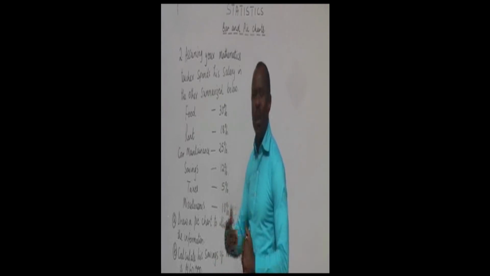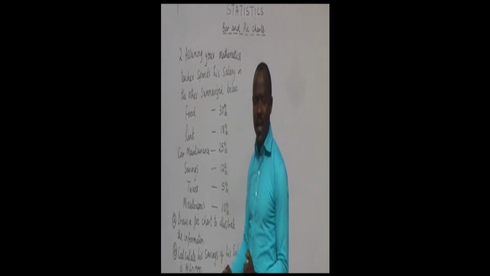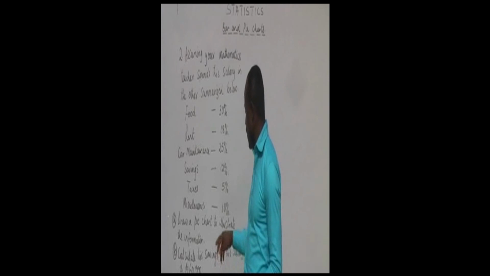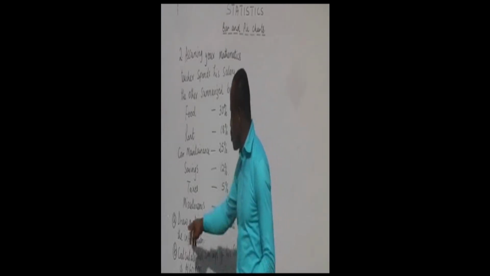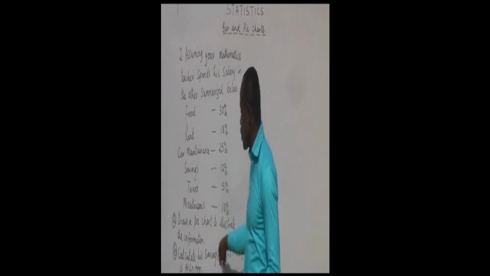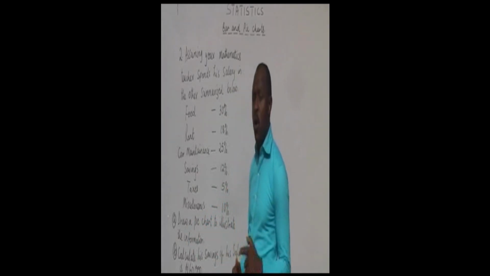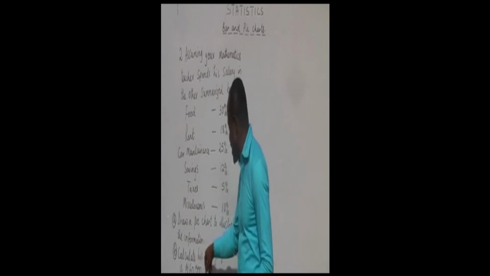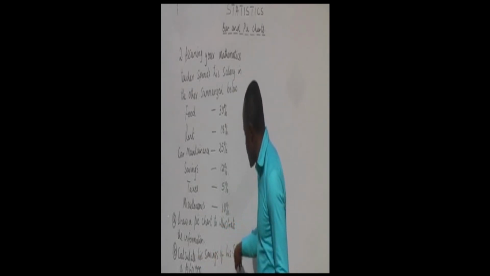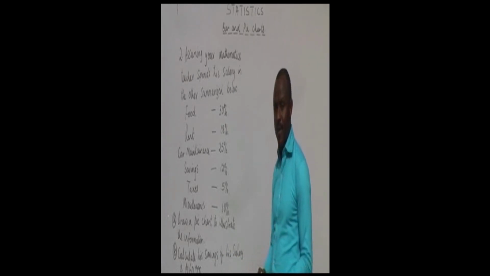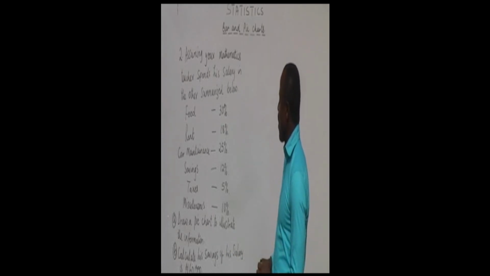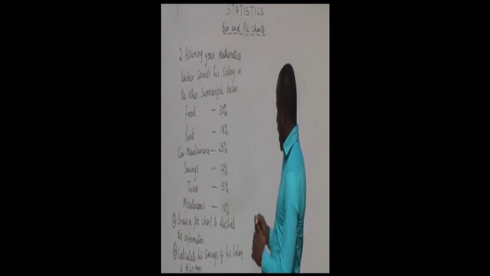Miscellaneous, those expenses that he did not plan for. They called them the miscellaneous expenses. He spends 10% of his salary on miscellaneous. Now they're going to say we should draw a pie chart to illustrate the information. Question number B says we should calculate his savings if his salary is 60,000 naira per week. Okay. Question number A.